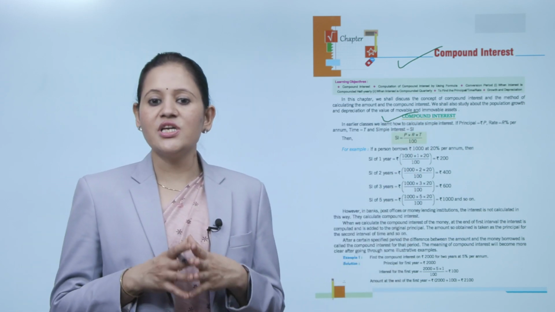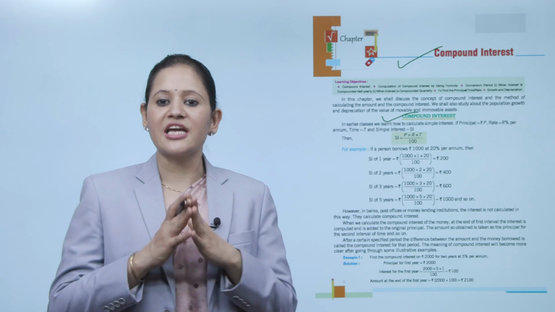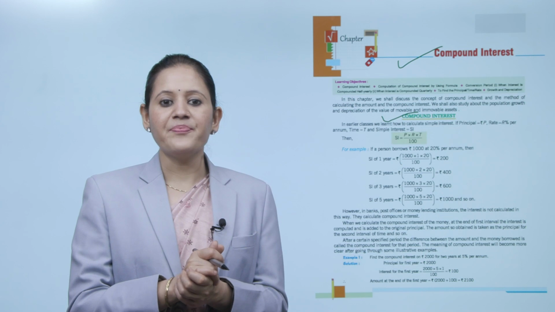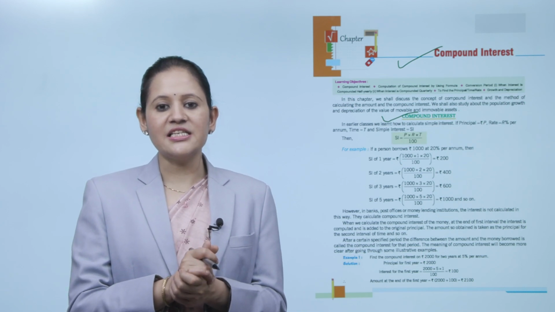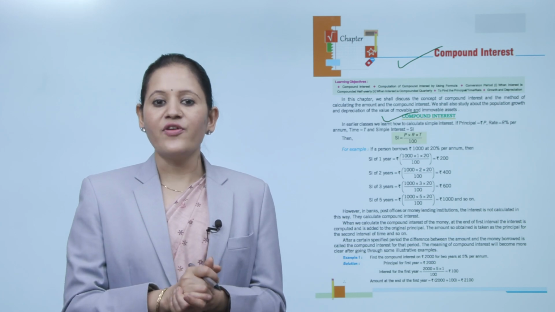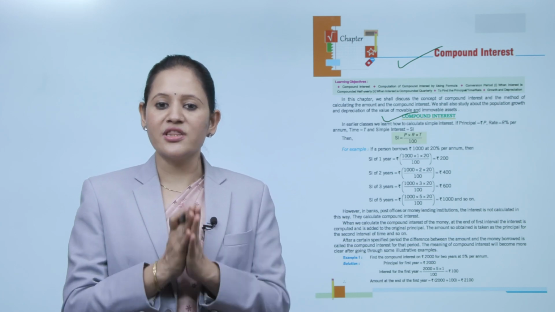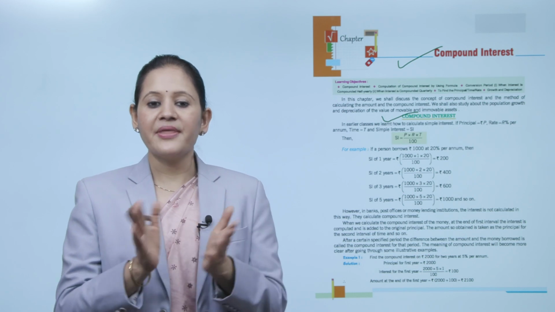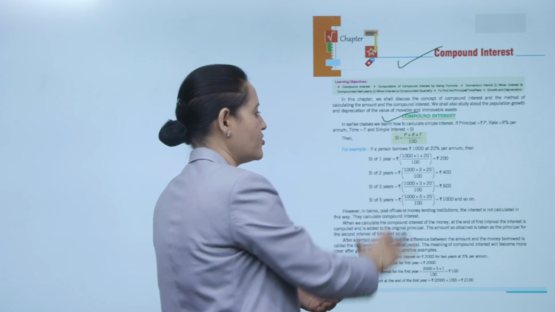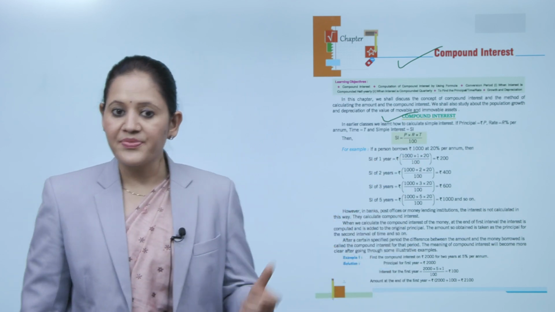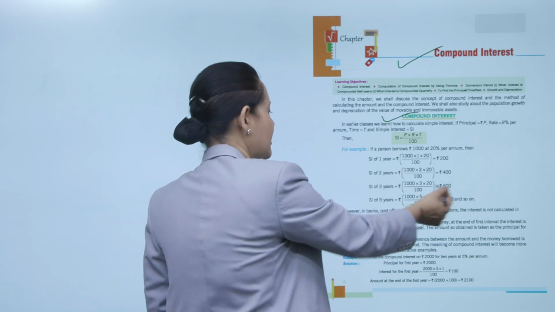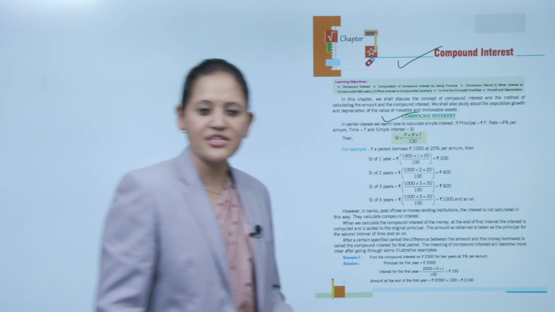In earlier classes, we learned how to calculate simple interest. If the principal is rupees P, rate is R% per annum, time is T, and simple interest is SI, then simple interest will be P into R into T upon 100. For example, if a person borrows rupees 1000 at 20% per annum, then simple interest for 1 year equals 1000 into 1 into 20 upon 100, that is 200 rupees. For 2 years, that is 400 rupees, for 3 years 600, and for 5 years that is 1000, and so on.